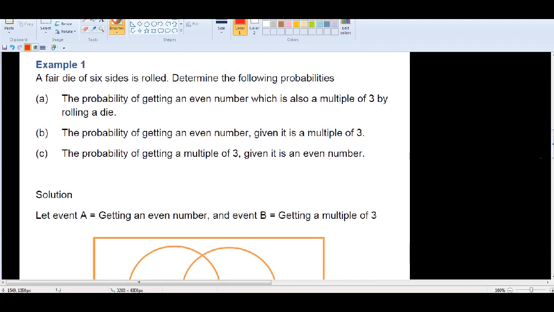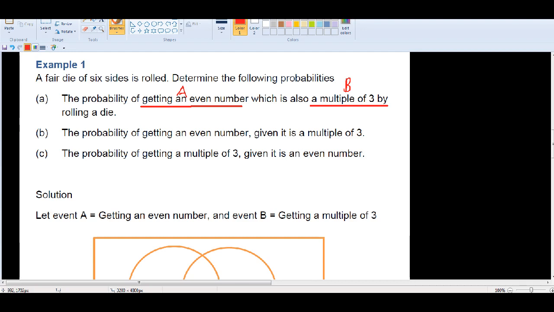Alright, so let's have some examples to look at. A fair die of 6 sides is rolled. Determine the following probabilities. A, the probability of getting an even number which is also a multiple of 3 by rolling a die. You should see two events here. One is getting an even number, which I shall denote as A. The other is being a multiple of 3, so that's B. So what kind of probability are you looking for?